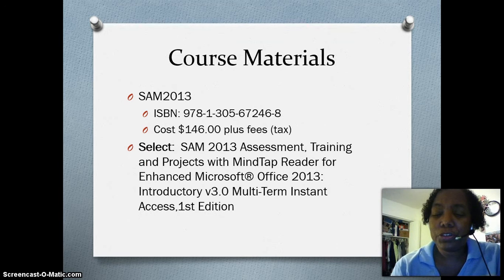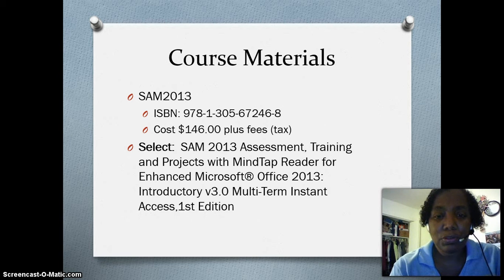For your course materials, you will need to purchase the access code for SAM 2013. The ISBN number is here. If you purchase it online, it is $146, and you may have to pay additional tax or other fees. The title is SAM 2013 Assessment Training and Projects with MindTap Reader for Enhanced Microsoft Office 2013. Introductory version 3.0 Multi-Term Instant Access First Edition.